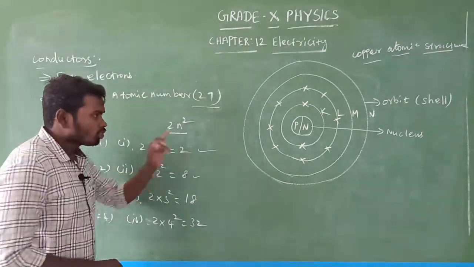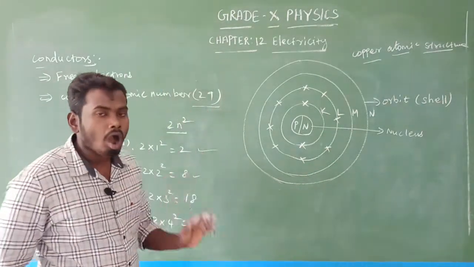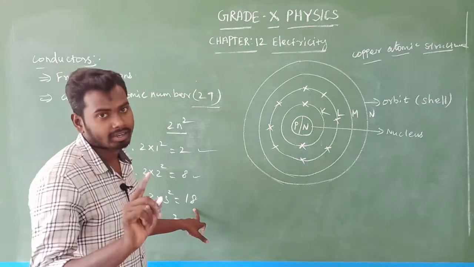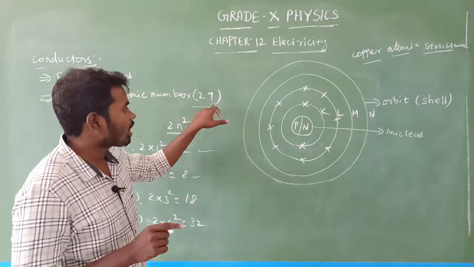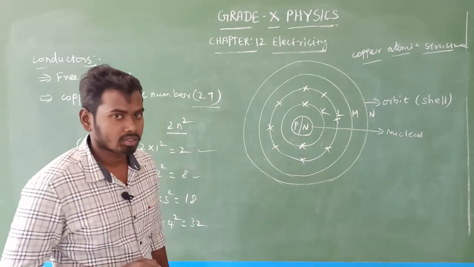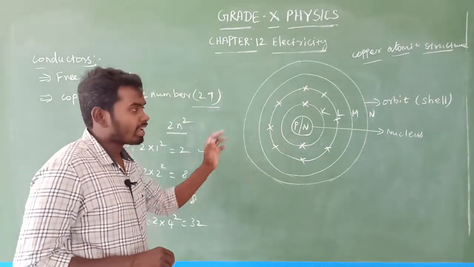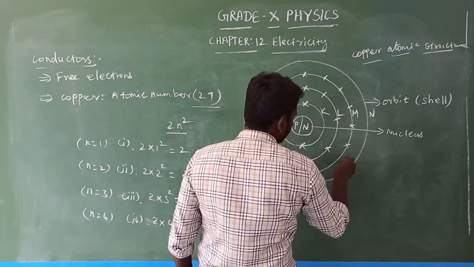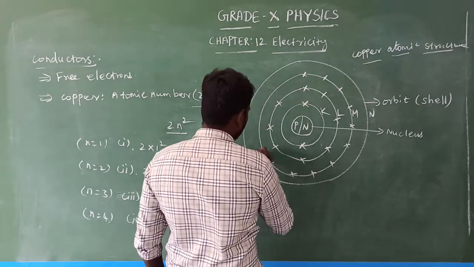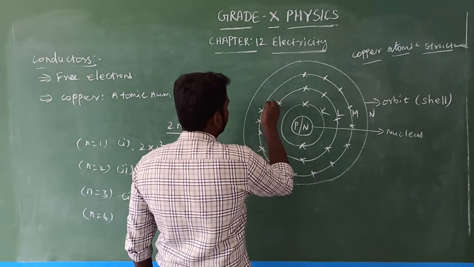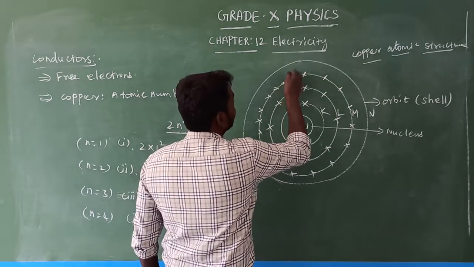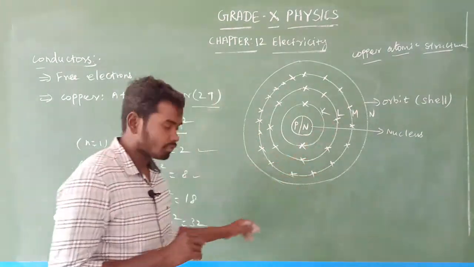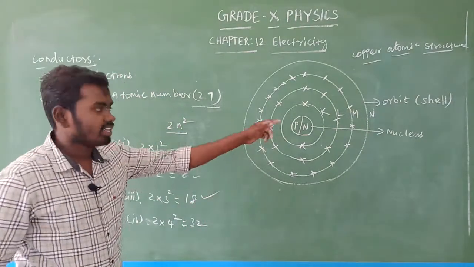Come to the third cell, which means the M cell. How many electrons are to be filled in the third cell? Maximum 18 electrons, and remaining we have 19 electrons. So we fill 18 electrons in the third cell here. 1, 2, 3, up to 18. So 18 electrons are filled in the third cell, that is the M cell.